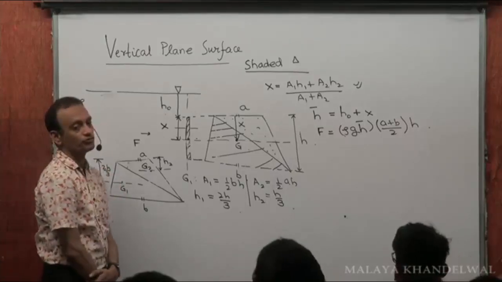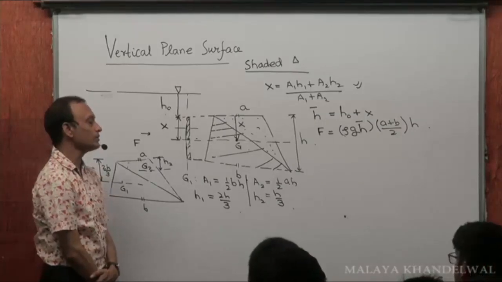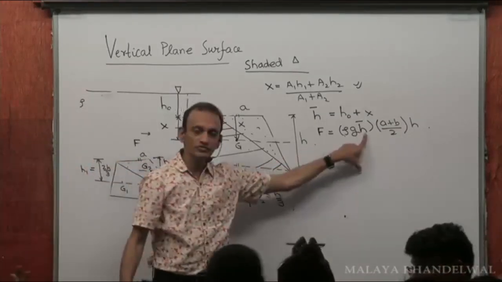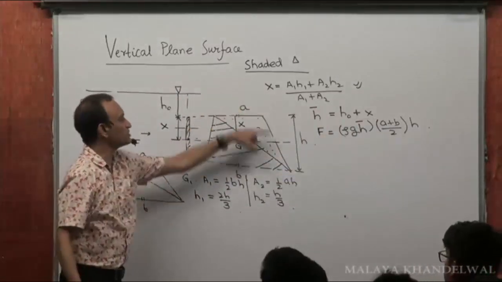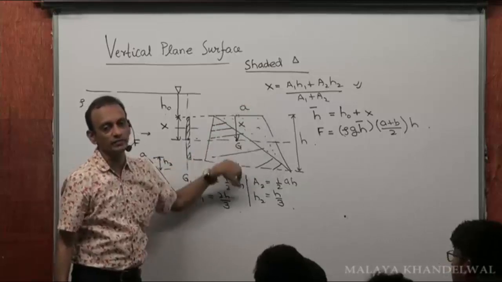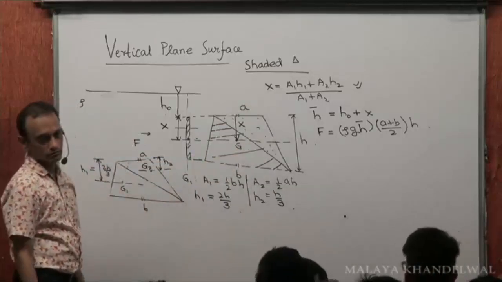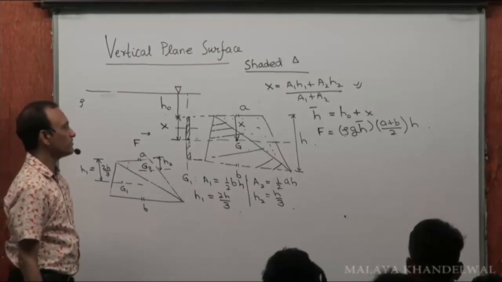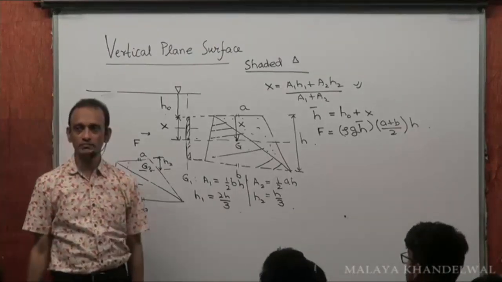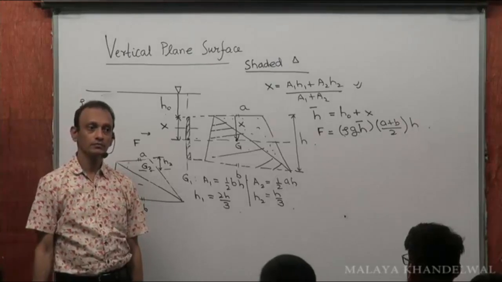How do you compute the force on the lamina? Pressure at the center of gravity, which is rho g h bar, into the total area. Total area is the average of the parallel sides into the distance between them, a by 2 into h. Right? Area for a trapezium: average of parallel sides into distance between them. Yes or no?